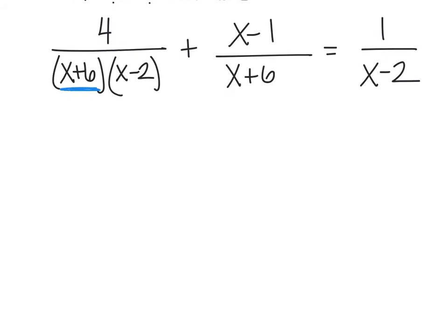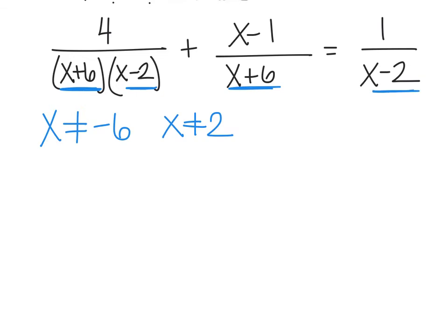So right here, if I were to plug in a negative 6, I would get 0. So x cannot equal negative 6. Here, x cannot equal 2. Because remember, it's all fun and games till somebody tries to divide by 0. Here, x can equal negative 6, we've got that covered. And here, x can equal 2, and we've got that covered. All right, so step 1 done.